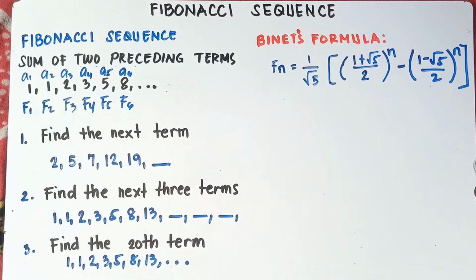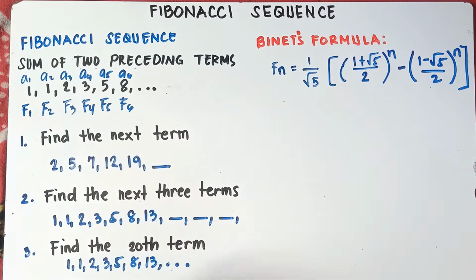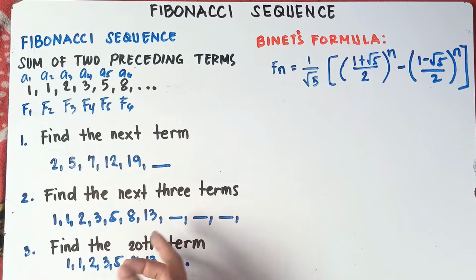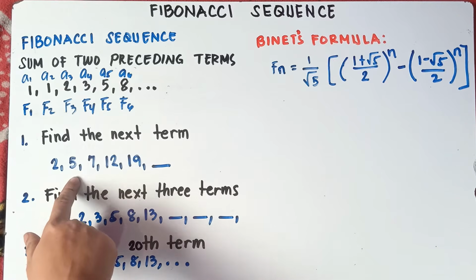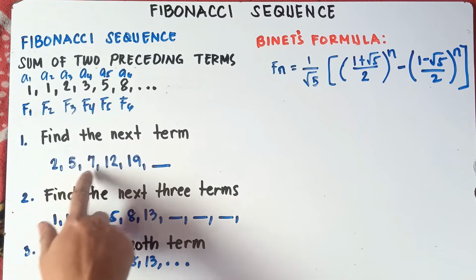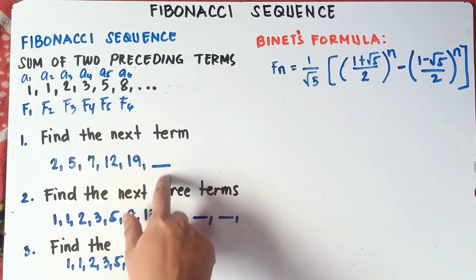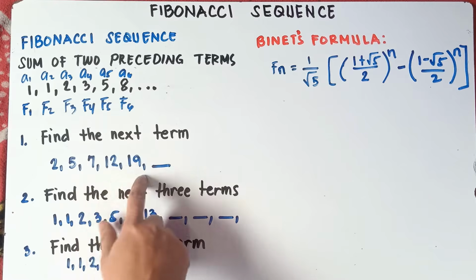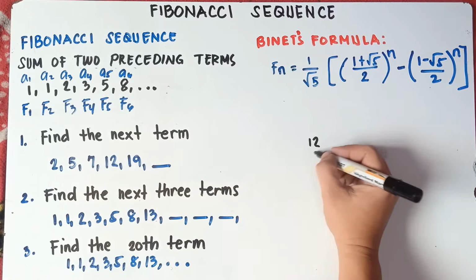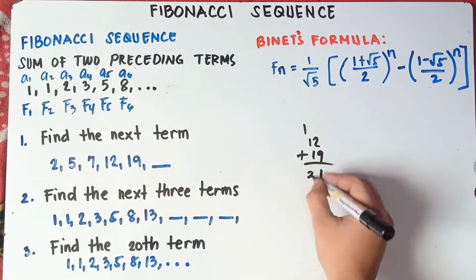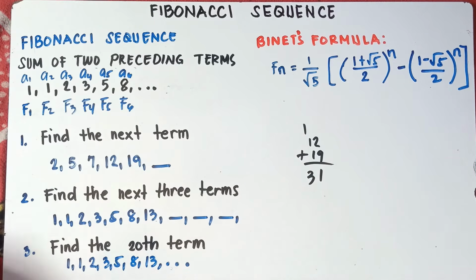Let's try to solve this one, class. Number 1, find the next term. So what will be the next term? Let's try to add, if this sequence is Fibonacci. So 2 plus 5 is 7. 5 plus 7 is 12. 7 plus 12 is 19. What will be the next term, class? We add 12 and 19. 12 plus 19 is 31. So the answer for this one is 31.